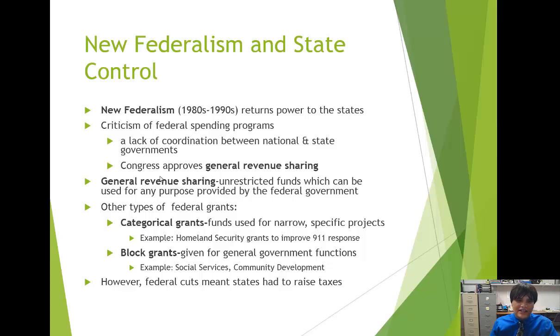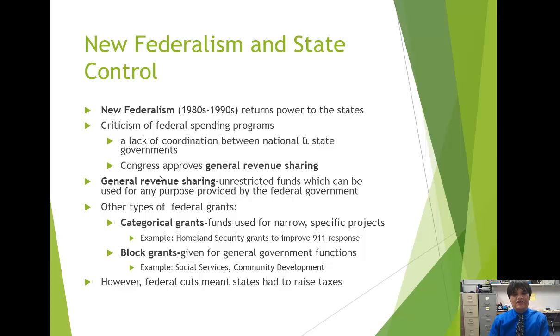New federalism is this idea, and it's very critical of federal spending programs. It says there's a lack of coordination between national and state governments, and what we need to do is give power to the states. This says that states are the ones that know what's best for their people. So, instead of having regulated federalism, with the national government having huge power over states, let's give them the money to do those things and allow them to determine what's best for them.